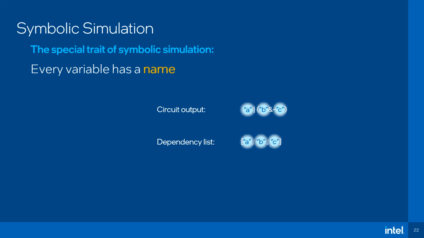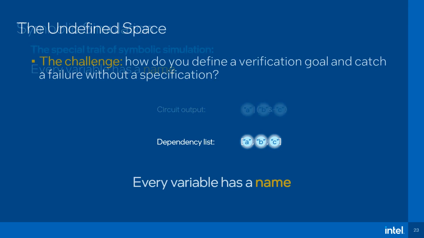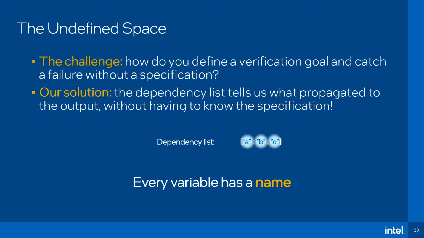Remember the undefined space? The dependency list tells us what is propagated to the output without knowing the exact expression or the specification. Querying the dependency list and relying on our naming convention, we can tell whether a variable in the list is expected or suspicious. We do not need to know the functionality of the expression at all, just the names of symbols that have propagated there, and these names are meaningful.